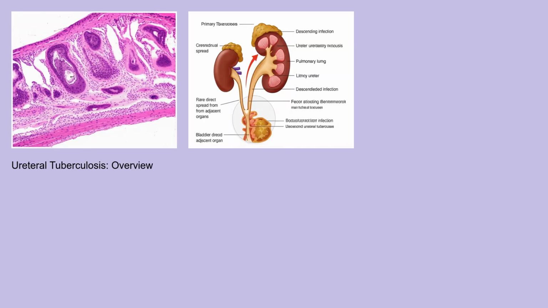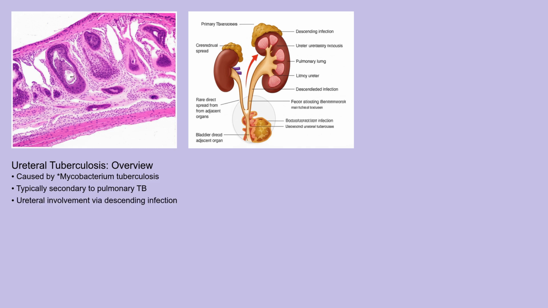Ureteral tuberculosis, as the name suggests, is caused by Mycobacterium tuberculosis, the same bacterium responsible for pulmonary TB. However, in ureteral TB, the primary infection is usually in the lungs or, less commonly, elsewhere in the body. The bacteria then travel through the bloodstream, a process called hematogenous spread, to the kidneys. From the kidneys, the infection descends down the urinary tract, ultimately affecting the ureters. Rarely, ureteral tuberculosis can be caused by direct spread from an adjacent organ infected with tuberculosis.